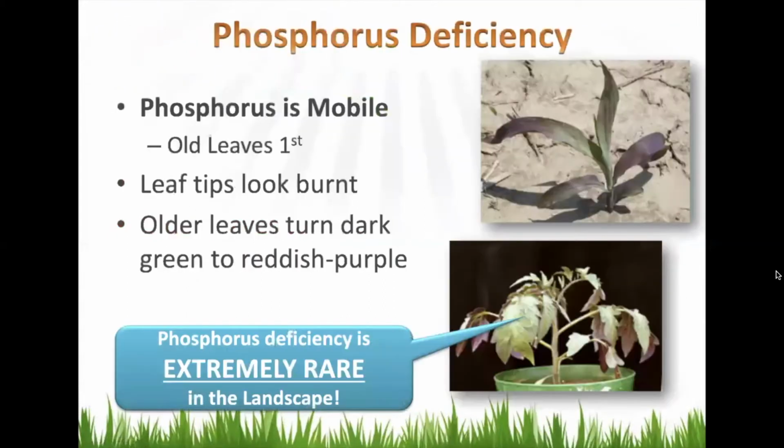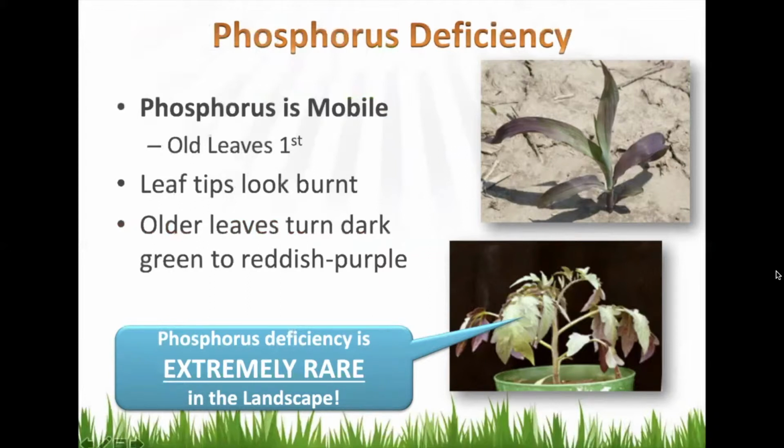Phosphorus is mobile, so you're going to see it throughout the whole plant. The older leaves are the first to be affected, just like with nitrogen. The leaf tips also look burnt, and the older leaves turn dark green to a reddish purple tint as well.